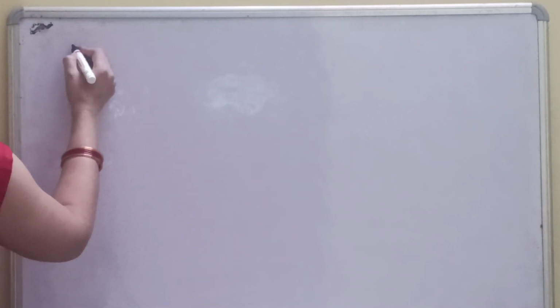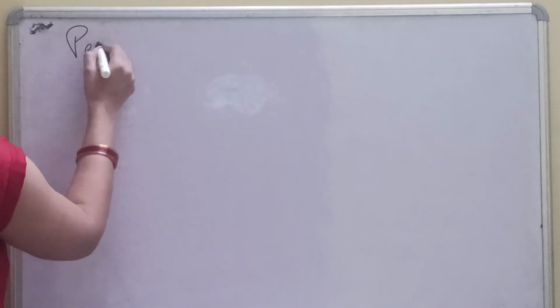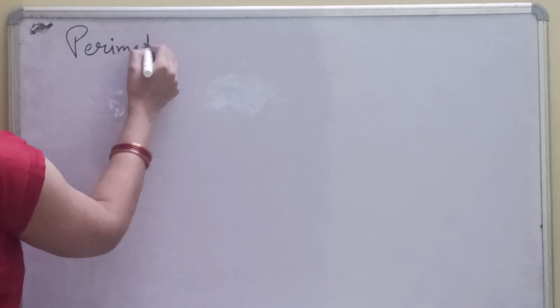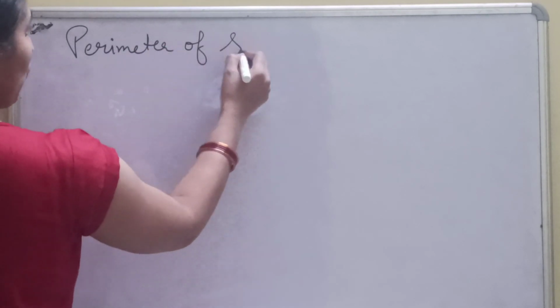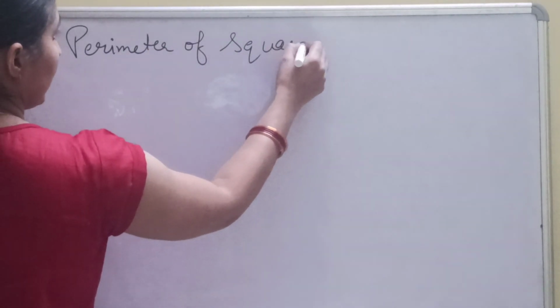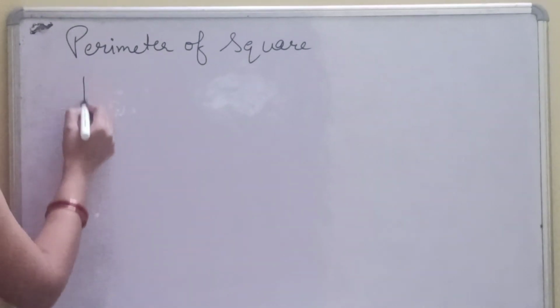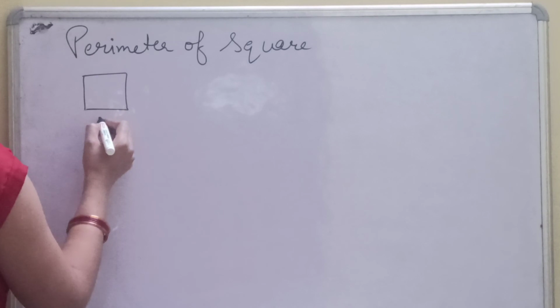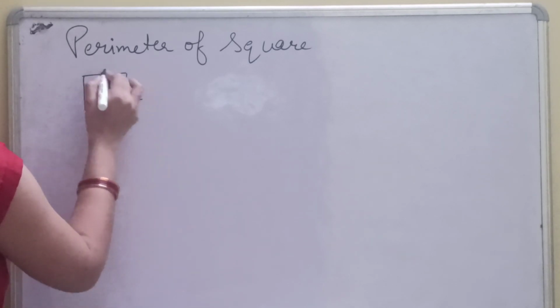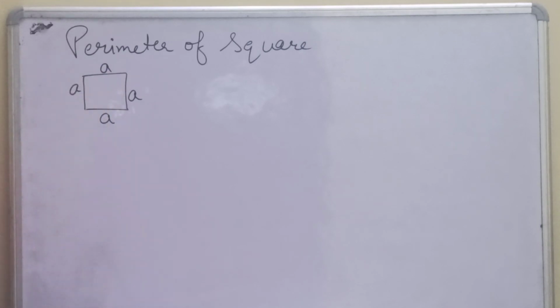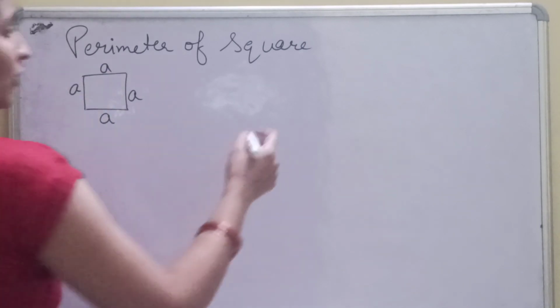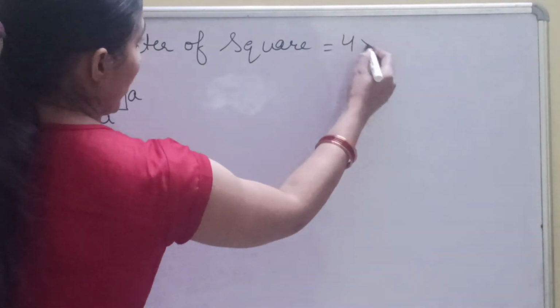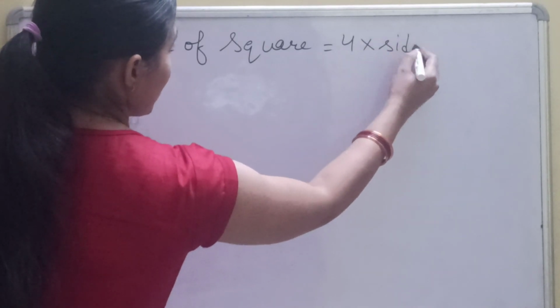If it is asked, what is the perimeter of a square? So what is a square? A square is a closed figure having all sides the same. If all sides are A and A, then what is the perimeter of a square? The perimeter of a square is 4 into side.